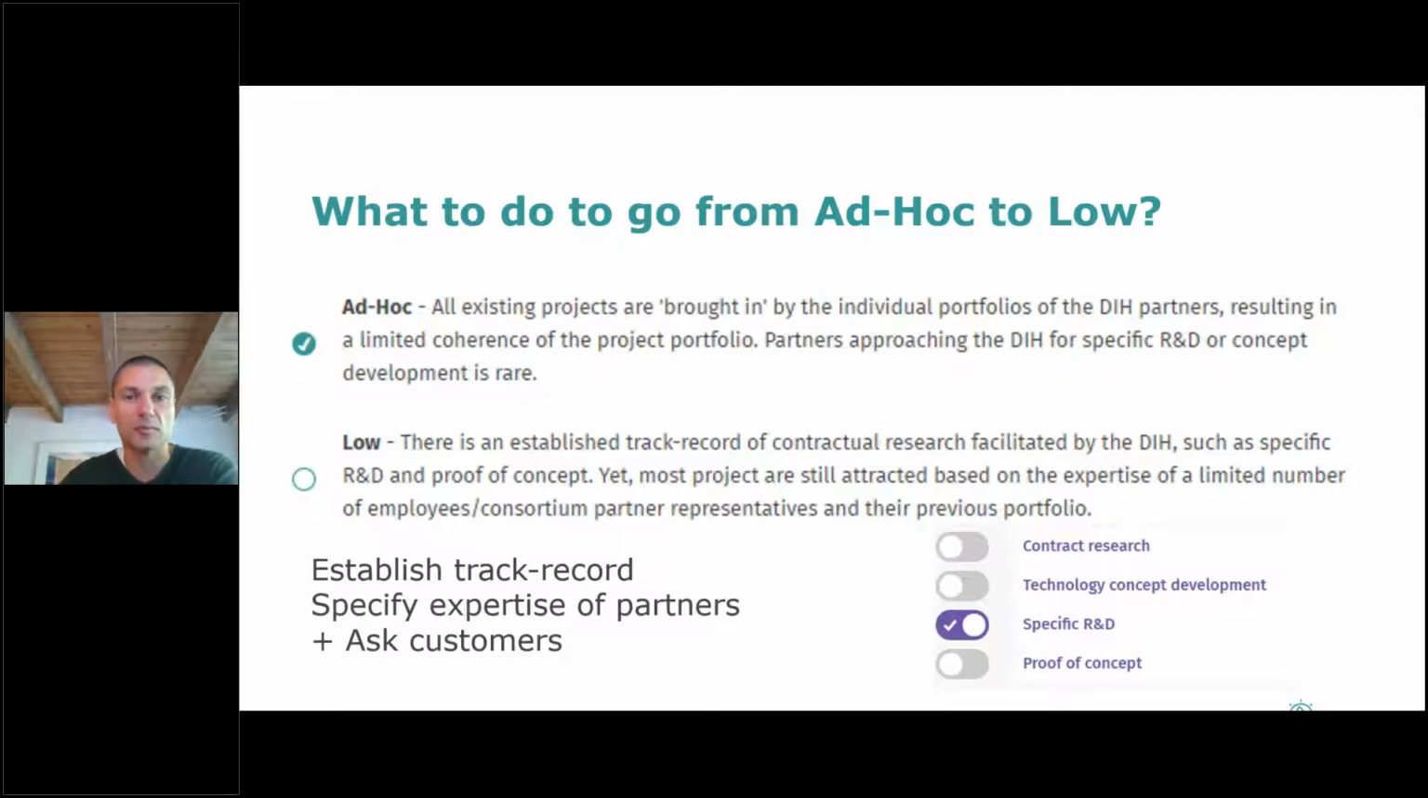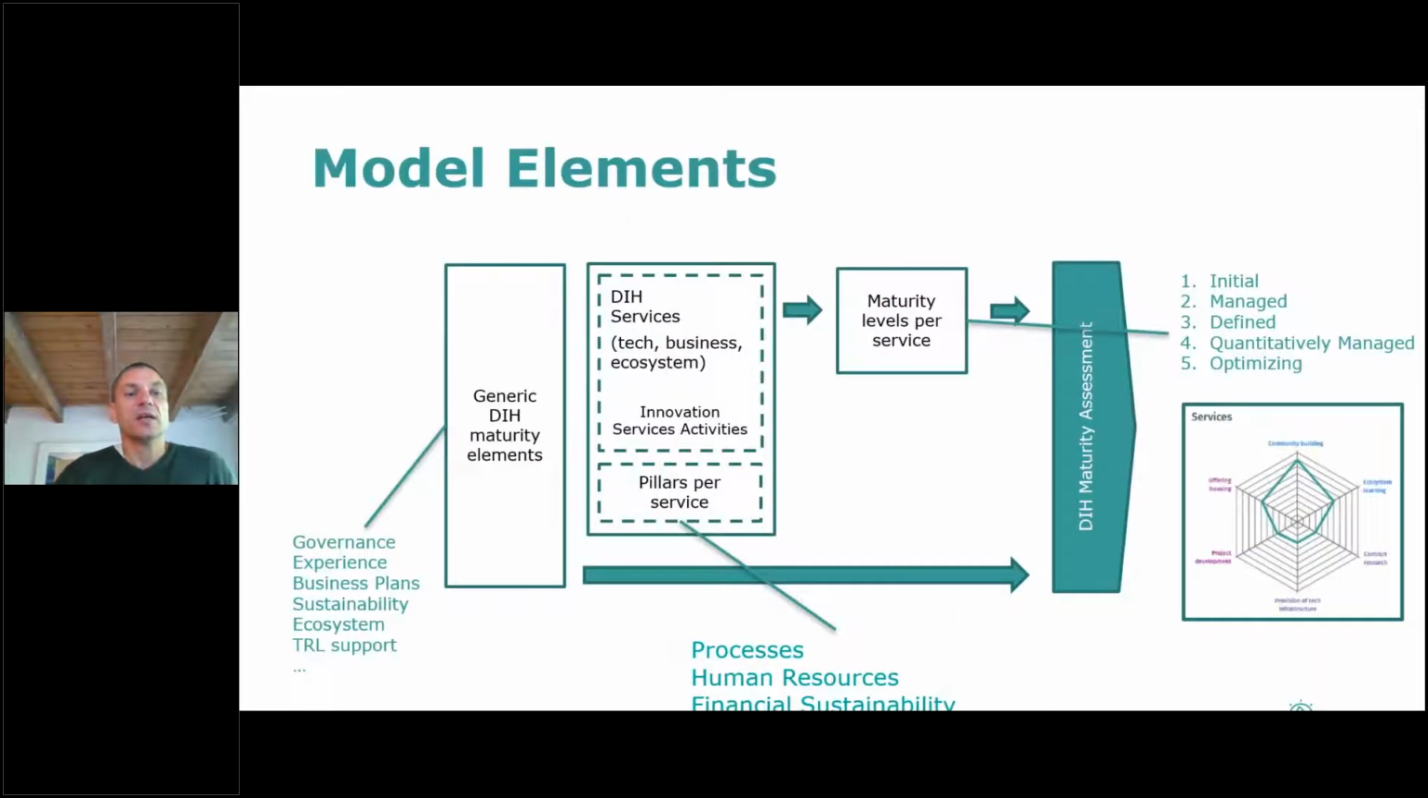Now, onto the model again. This is basically the architecture of the maturity model. We have identified a number of generic elements on which we want you to score the maturity, being governance, experience, sustainability, and of course the services, the Digital Innovation Hub innovation services: technology, business, and ecosystem clusters.